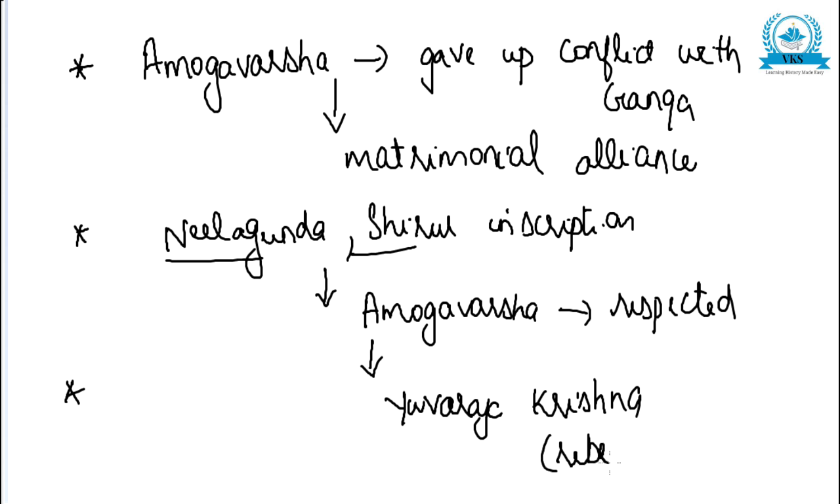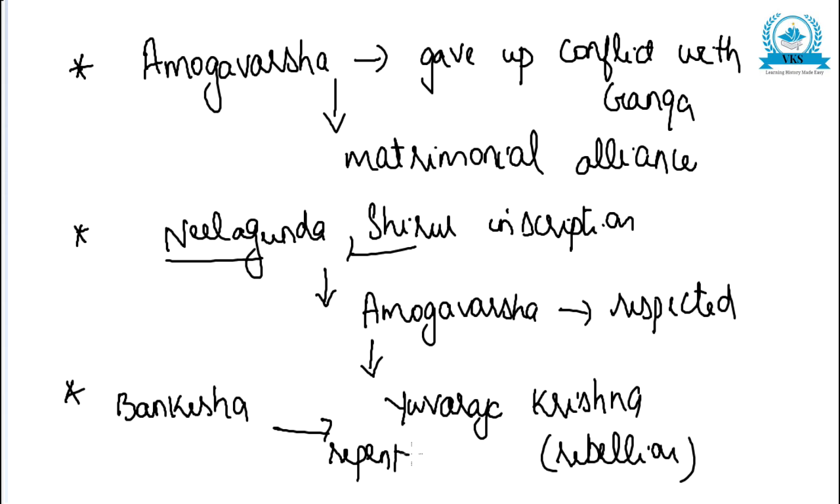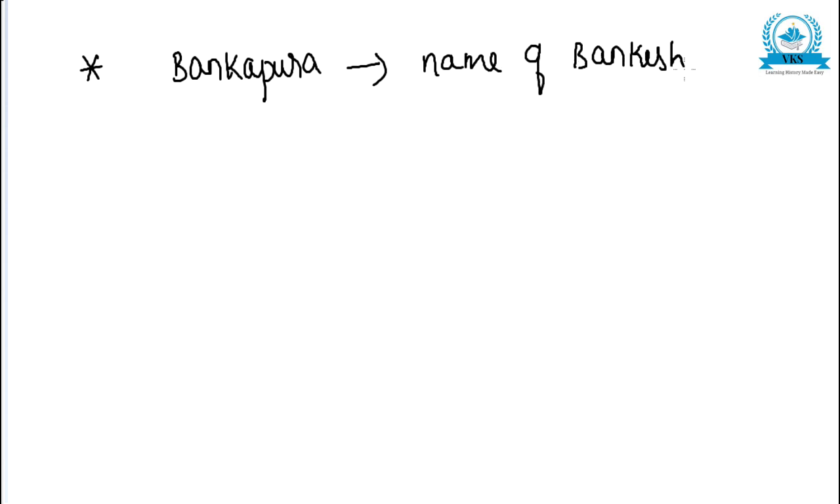Yuvaraja Krishna rebelled against Amoghavarsha. During his last days, Amoghavarsha had to face this rebellion, and his commander Bankesha helped him. Bankesha made Yuvaraja Krishna understand and repent. Amoghavarsha was very happy that Bankesha helped him at this time, and in memory of that victory, Amoghavarsha built Bankapura in the name of his commander Bankesha.